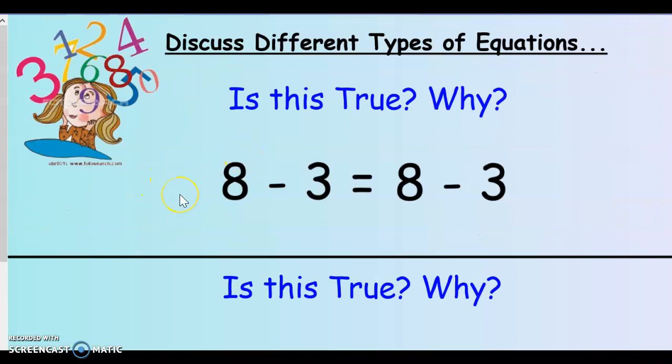There we go. Okay, so another part of your workbook page today talks about true and false equations. We've already done some work with this, but we're going to continue to practice because the more we practice, the easier it will be for us. So, is this equation true, and why? 8 minus 3 is equal to 8 minus 3. Is that true? Yes, it is true because those equations are identical. They're exactly the same. They give us exactly the same answer, which would be 5.